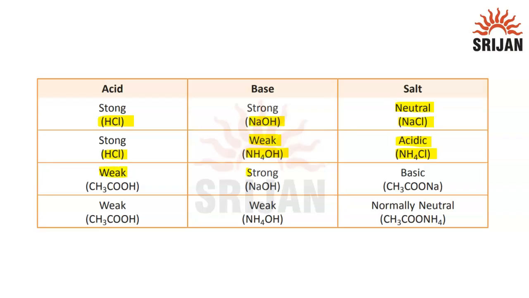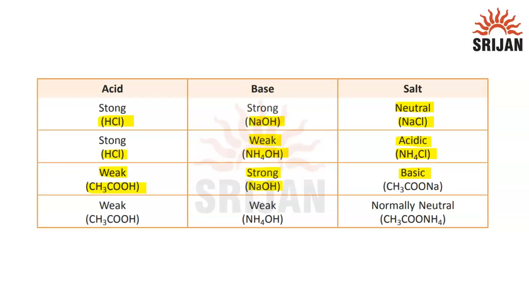Now with a weak acid and a strong base, whenever this happens, the salt is going to be basic in nature because the amount of OH negative ions produced in the solution is going to be much higher than the amount of H positive ions produced by the weak acid, because NaOH is a strong base.